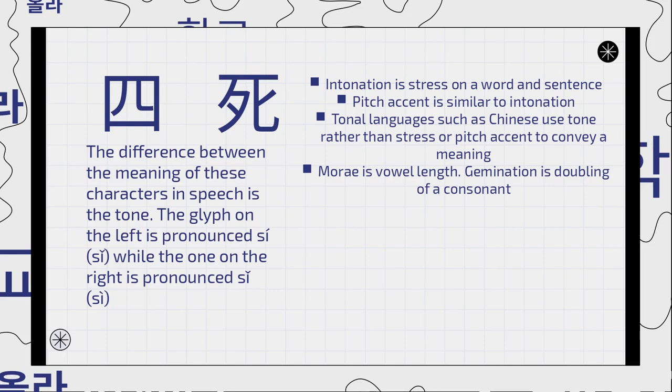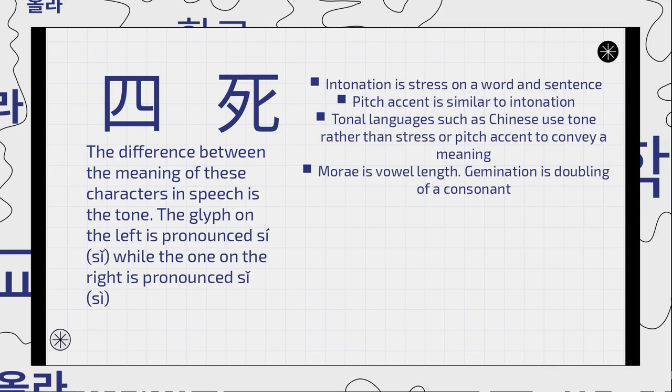Stress is where the emphasis falls on a word or sentence. Intonation is how the dynamics of stress affect the mood of a sentence and convey intention, such as whether a sentence is a command, a question, or a statement. Pitch accent is similar to intonation, except that words and phrases are distinguished based upon their tone and pitch, and changing the way each word is pronounced can change the meaning of the sentence, since it can affect the meaning of the words. Tone is how a syllable is pronounced.